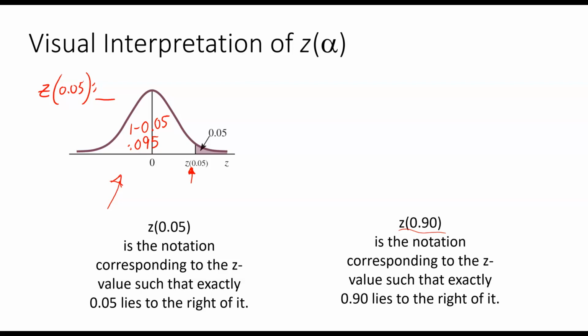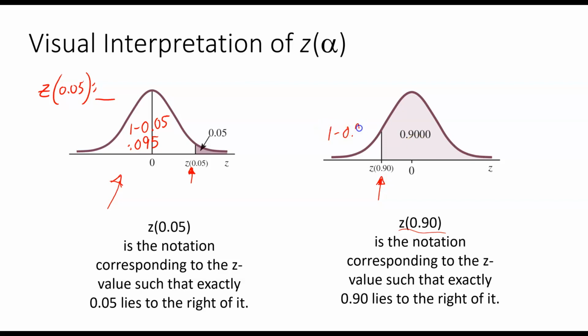Okay, so now that you've had a chance to try that, here's what it would look like. You've got 0.9 to the right of a given particular Z-score. If 0.9 is to the right, then 1 minus 0.9 must be to the left. So we have 0.1. So in order to find that Z-score, I could go to table 3 and look up 0.1 and find the Z that is closest to that.